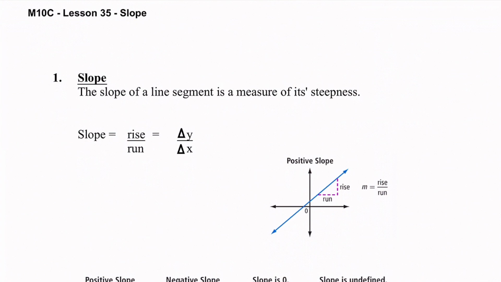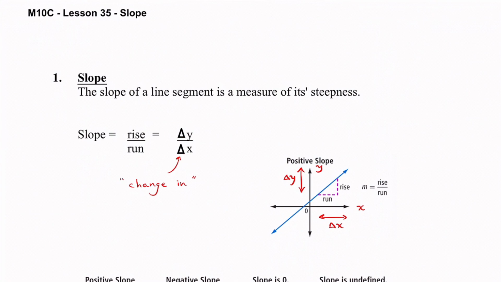Another way to write that is it's the change in the y. So this would be the change in the y going up and down, divided by the change in the x. And the change in the x is going this way. So that would be the change in the x. And that's just because this is the x-axis and this is the y-axis. So these symbols here, what they actually mean is the change in. So it's the change in the x and the change in the y.